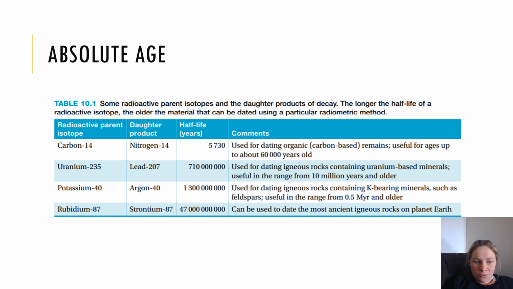29 million years old. What type of radiometric dating or what type of isotope would we use? In that particular case, we would look at something like potassium-40, okay, because the uranium-235 is for 10 million years and older. The potassium-40 is used for dating igneous rocks containing particular materials that are 0.5 million years and older.